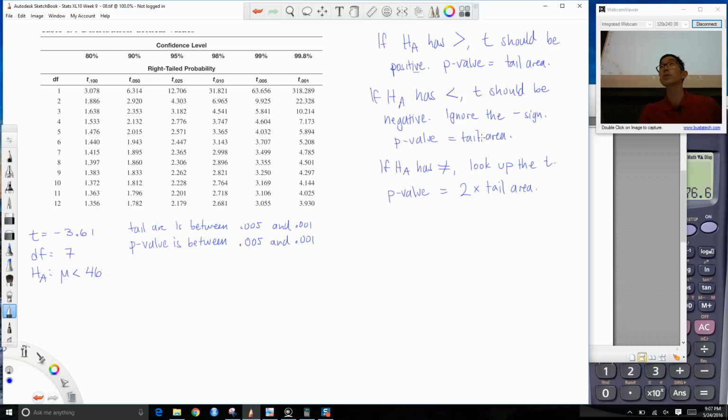So whether it's positive or negative, greater than or less than sign, it's always just the tail area, other than a not equal sign, right? Yeah, okay.